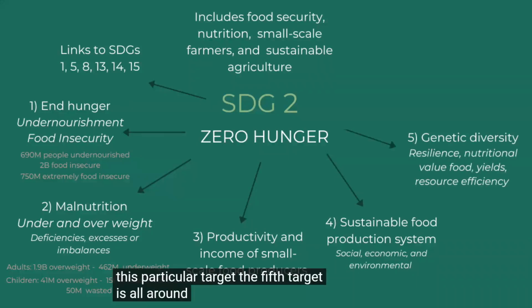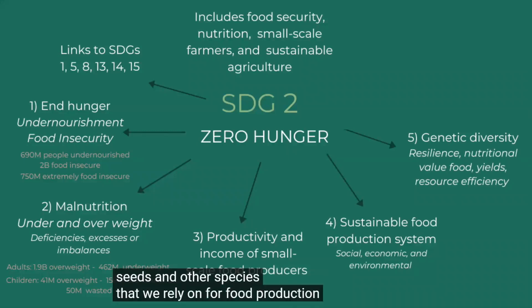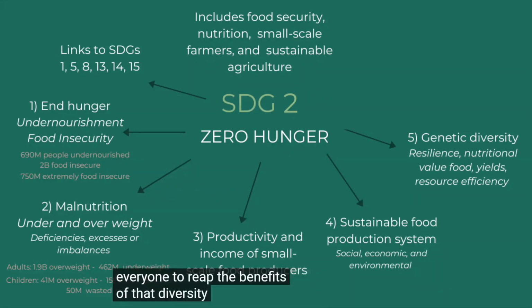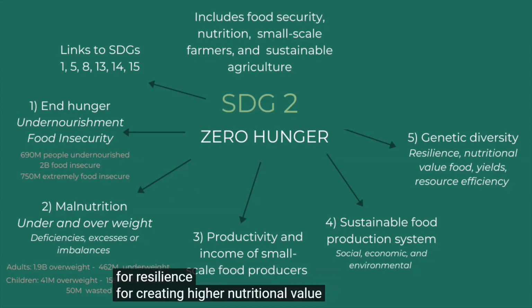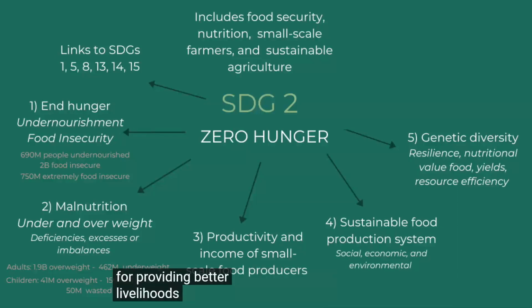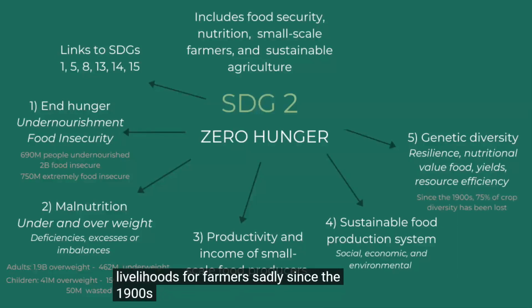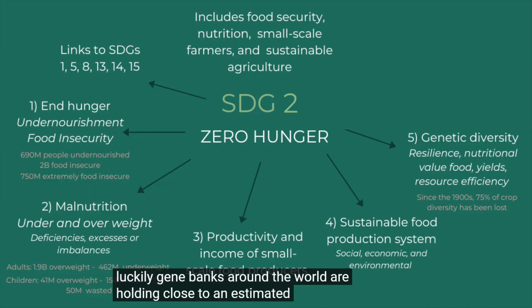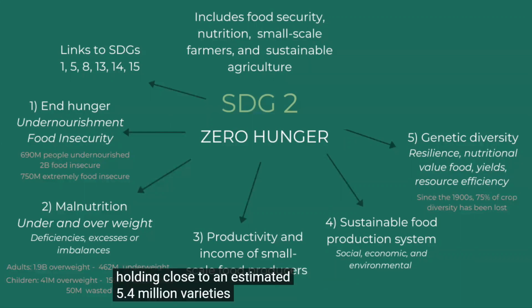The fifth target is all around maintaining the genetic diversity of seeds and other species that we rely on for food production. Having genetic diversity allows for everyone to reap the benefits of that diversity. Diversity is important for resilience, for creating higher nutritional value food and higher yields, for being more resource efficient, and for providing better livelihoods for farmers. Sadly, since the 1900s, 75% of crop diversity has been lost, and the remaining 25% is expected to become extinct by 2050. Luckily, gene banks around the world are holding close to an estimated 5.4 million varieties, which has been continually growing over time.